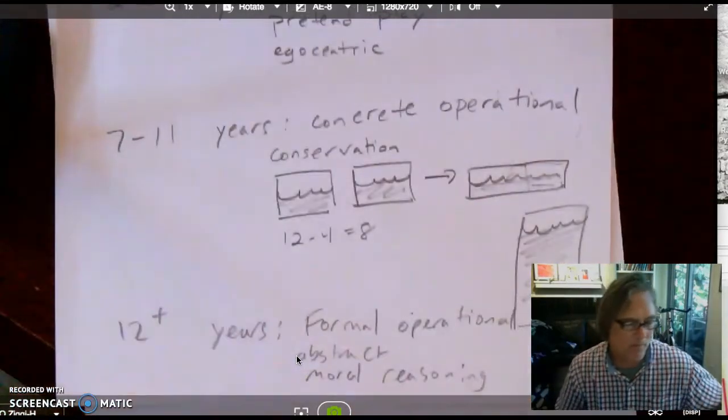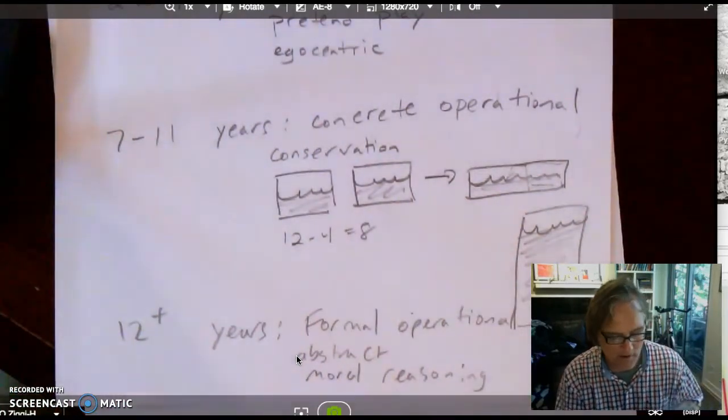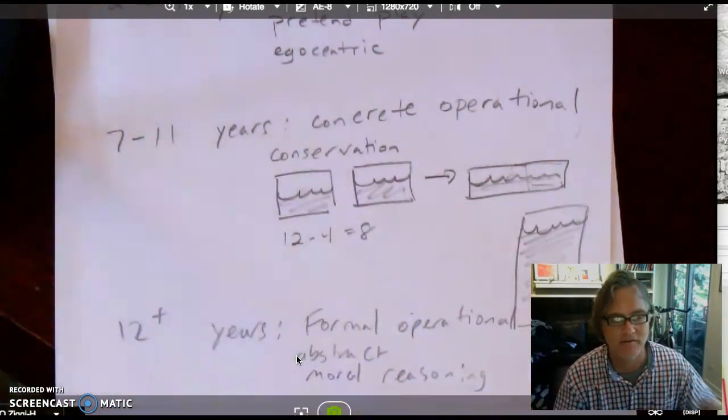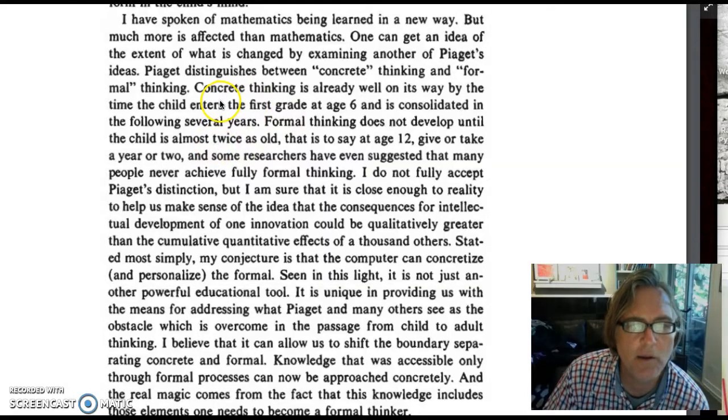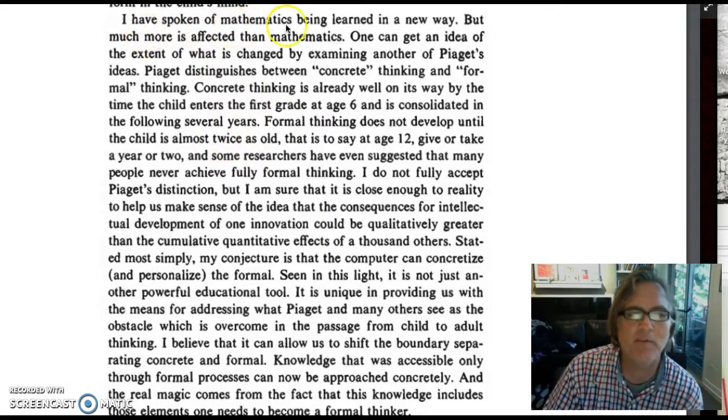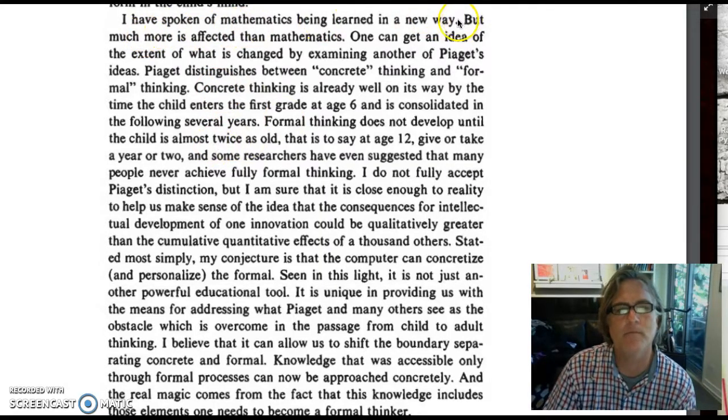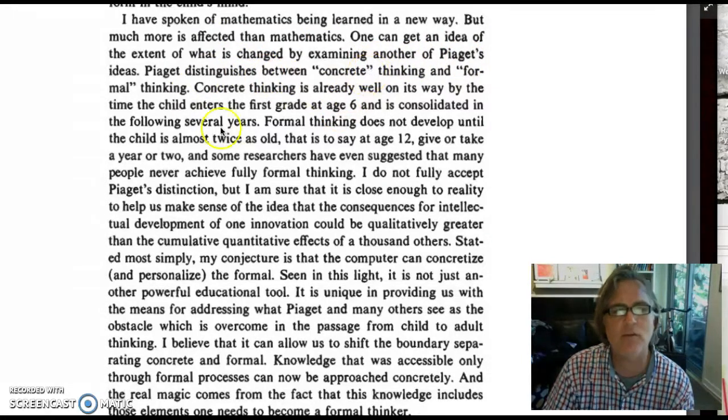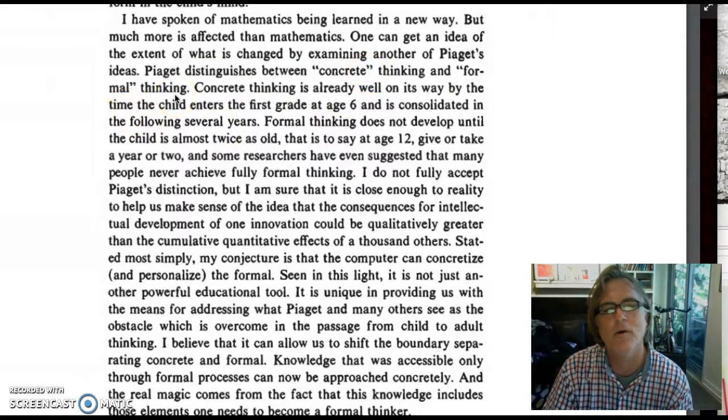So what is Papert's deal with this? In Mindstorms, Papert states, "I've spoken of mathematics being learned in a new way, but much more is affected than mathematics. One can get an idea of the extent of what has changed by examining another of Piaget's ideas. Piaget distinguishes between concrete thinking and formal thinking." So Papert here is talking about those stages that I just showed you.